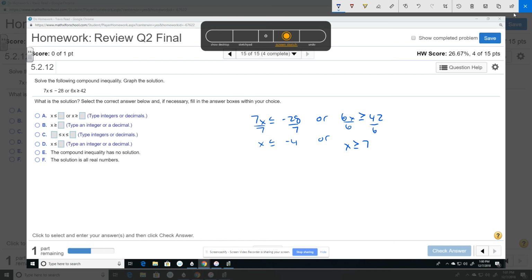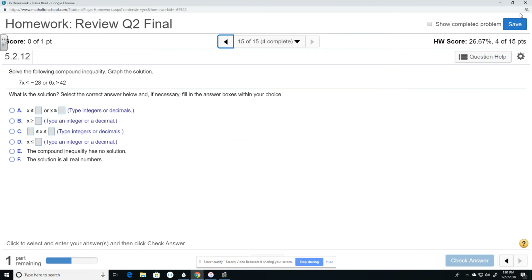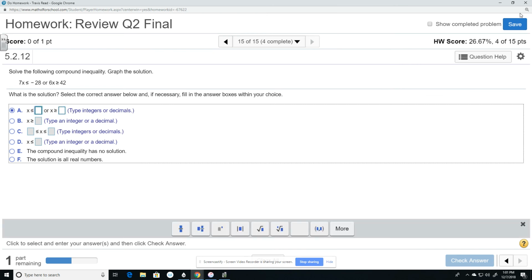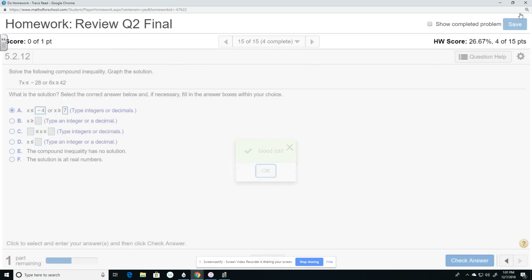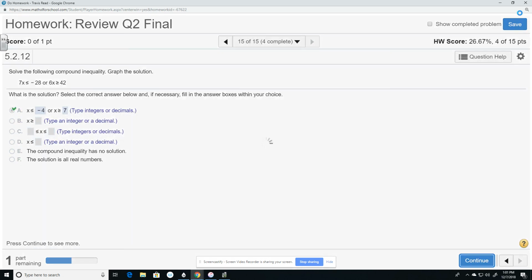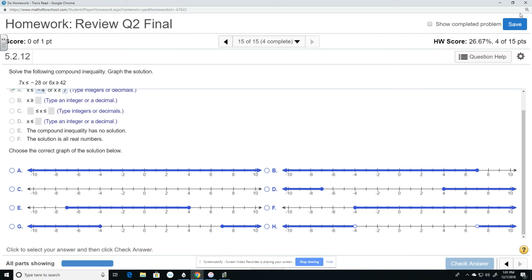So that's going to be my answer right here, the one with the or in it. So negative 4 and 7 are what go in here. So I'm going to put x is less than or equal to negative 4, or x is greater than or equal to 7. So that's going to be the first part. Remember the second part, if it's an or graph, the arrows are pointed out, away from negative 4 and 7. So I look at these graphs and I look for ones, this one's pointed out, this one's pointed out, and the circles are filled in, which means that's going to be my right answer.